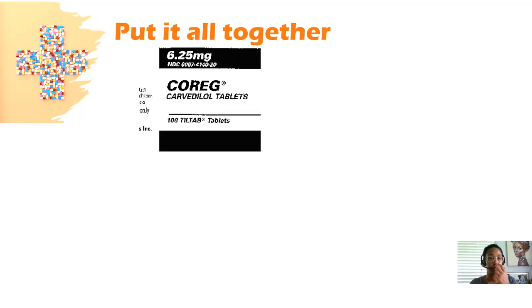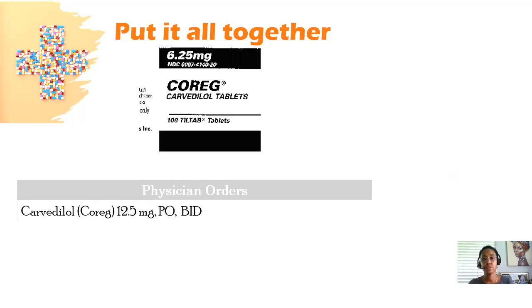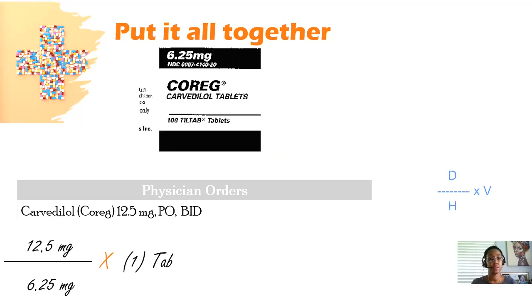Okay, so here's our next label. We saw this drug before. This is a beta blocker blood pressure medication, Coreg. And here's our provider order. Coreg, they want you to give 12.5 milligrams PO BID, twice a day. So here's the formula we're going to use. Okay, desired 12.5. What we have on hand, how it comes from pharmacy, is 6.25 milligrams. And our vehicle, it comes in tablets. So when we do our division, our answer again is 2 tabs.